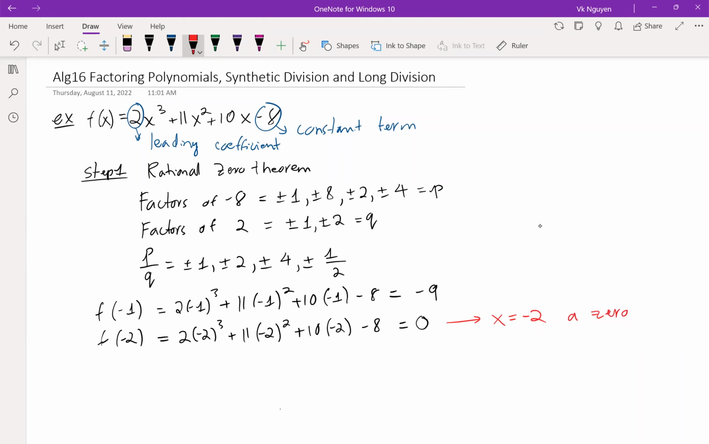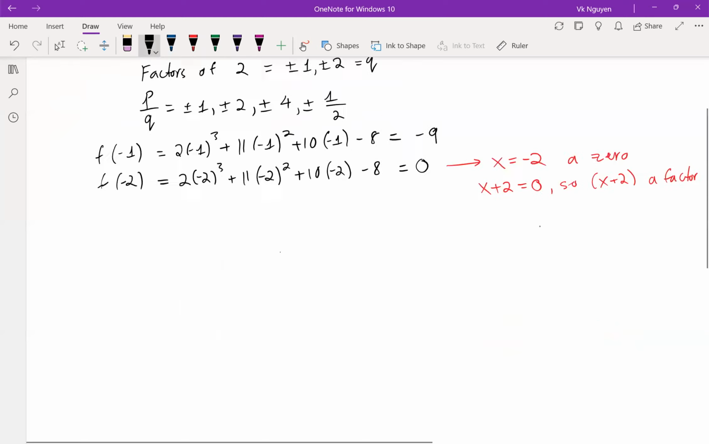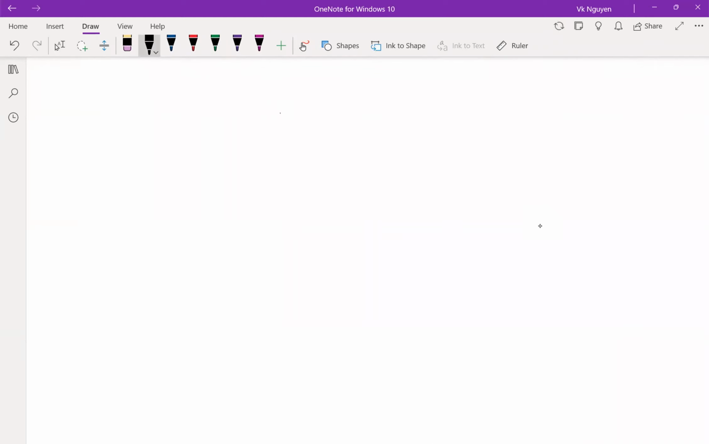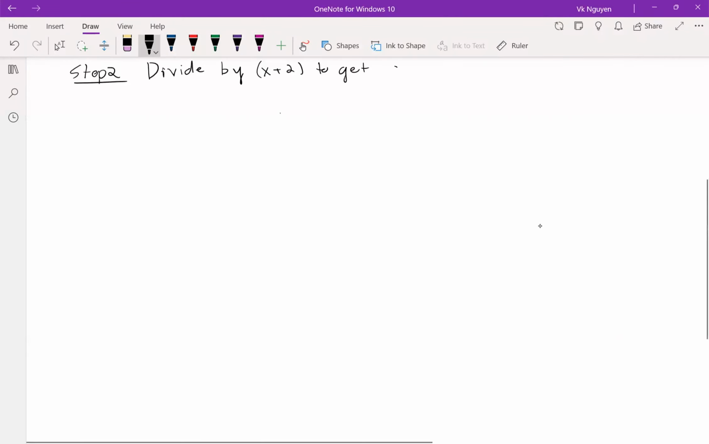We can add 2 on both sides, and you see that x plus 2 equals 0. So x plus 2 is a factor. To get the other factor, we can divide the function by x plus 2. That's step 2. Divide by x plus 2 to get all the factors.